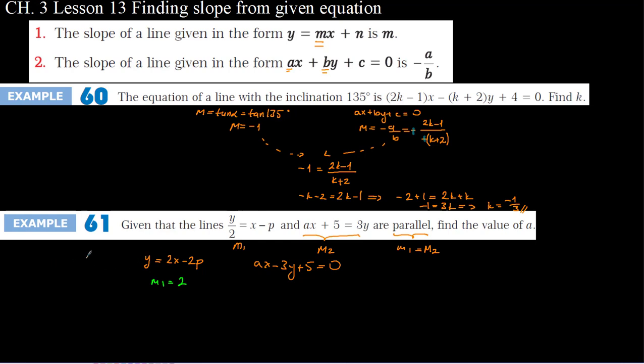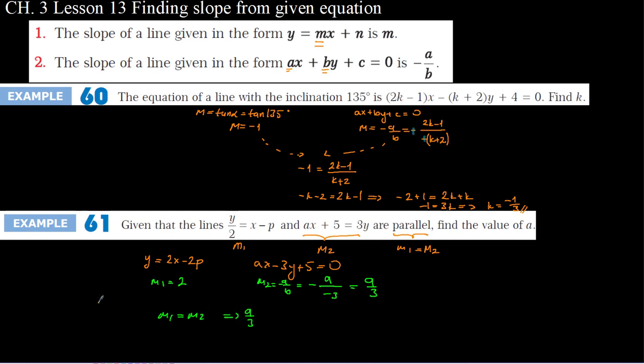From the first equation, I understand that m1 is equal to 2, because when it is in the form y = mx + n, the coefficient of x is the slope of the line. And m2 is equal to minus a over b, which is minus a over minus 3, which is equal to a over 3.